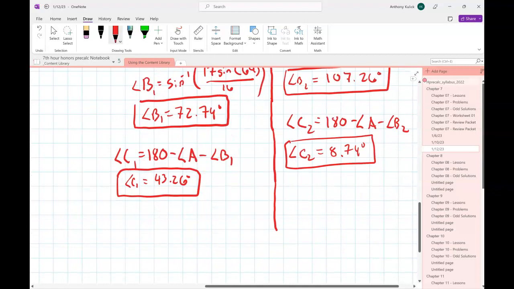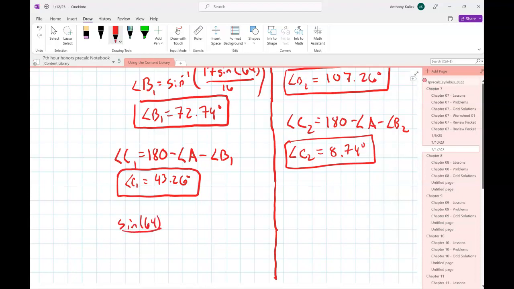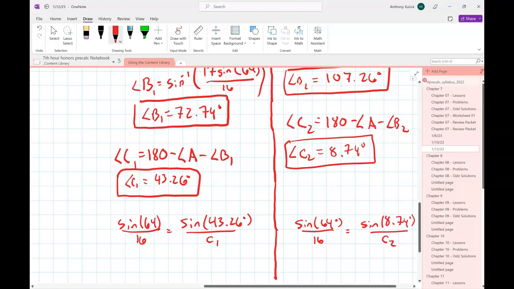And now we just have to calculate side C. To do that, I'm going to just set up a law of sines using angle C. But remember that angle C is different in each triangle. So again, solving, we're just going to cross multiply and divide.